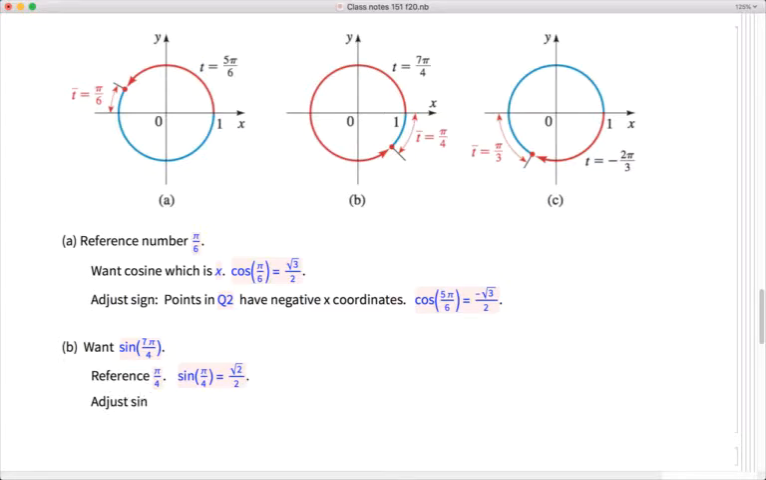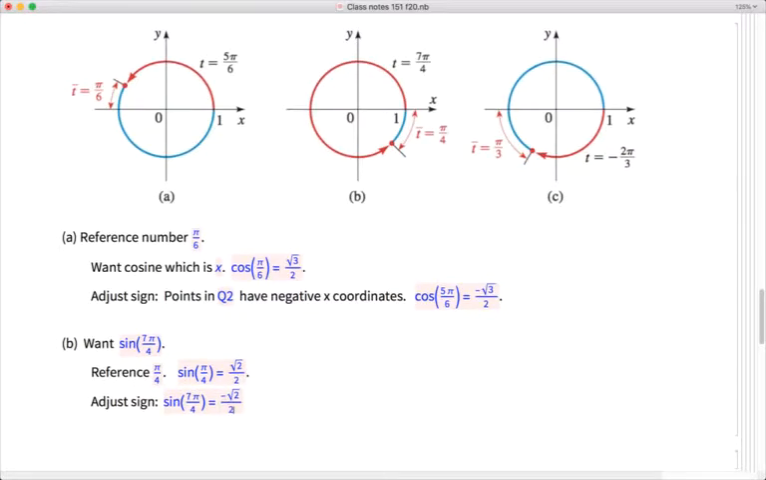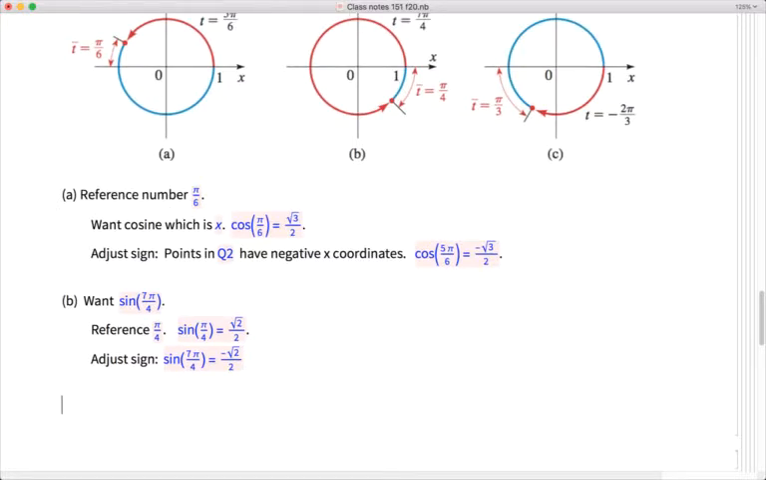And now we adjust the sign. Okay, so 7 pi over 4, this distance has put us down into Q4, and the y coordinates are negative down there, so we need to negate this.